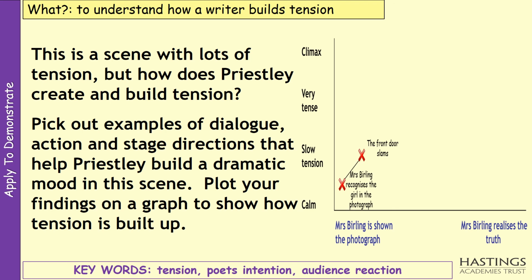So here we have the climax at the top, very tense, slow tension and calm. So we begin with Mrs. Burling recognises the girl in the photograph, the front door slams, up until Mrs. Burling realises the truth about Eric and the son here, which is the end of the act. Plot onto the graph on your piece of paper, or you can do it on the computer. Pause the video here now.